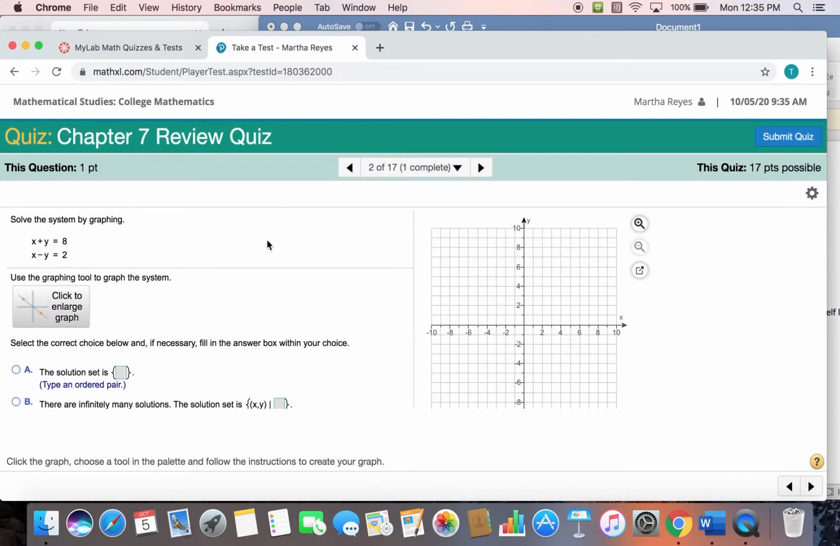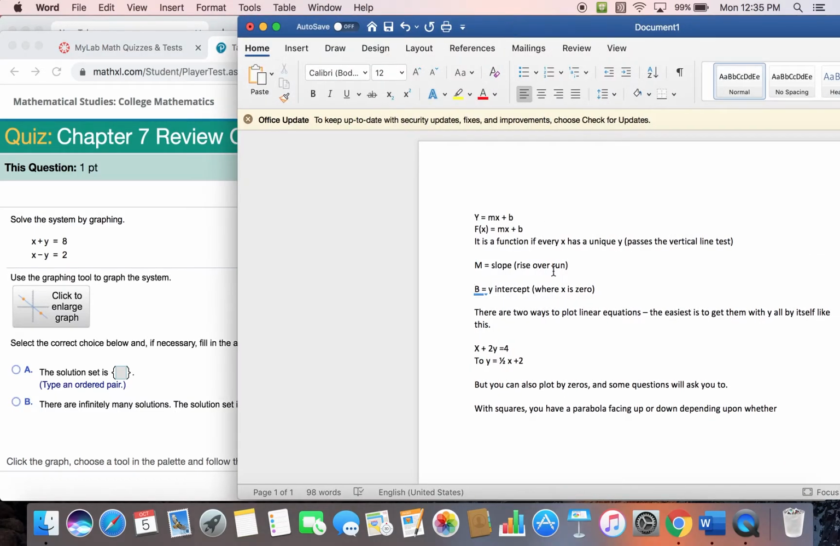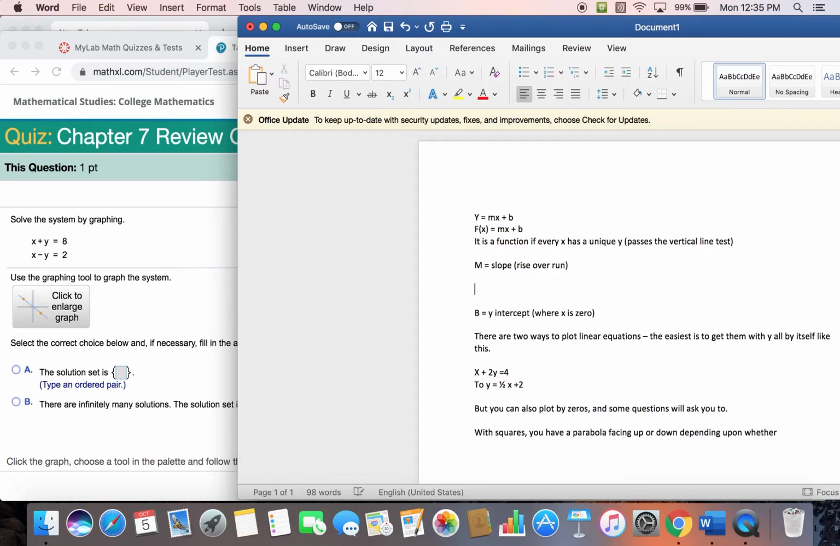Okay, solve the system by graphing. All right, so we've got x plus y equals 8, x minus y equals 2. And there's two ways to do this. There is the easy way and the hard way. Now normally, if I were going to do this on my own, I would put these two in the y equals mx plus b format.